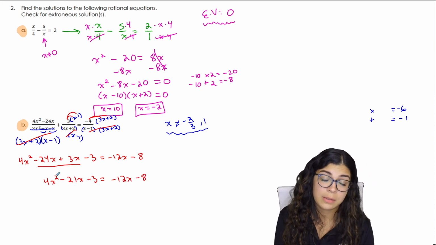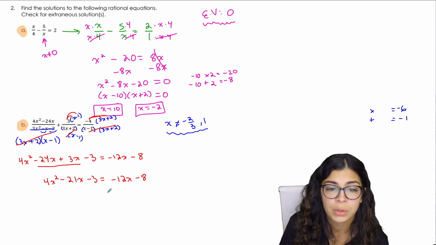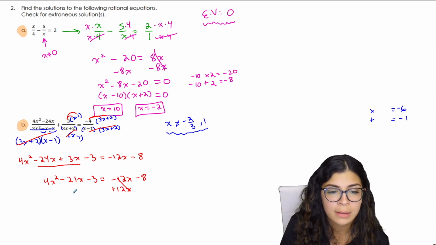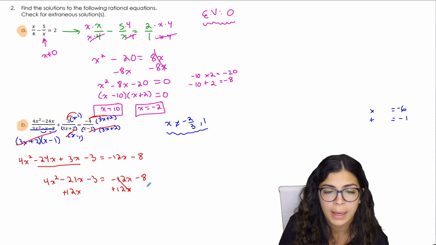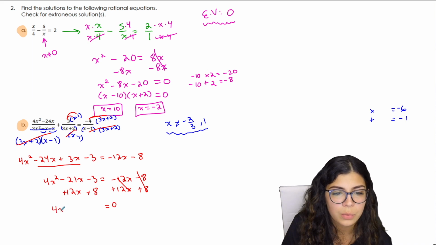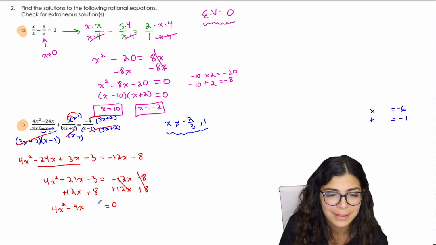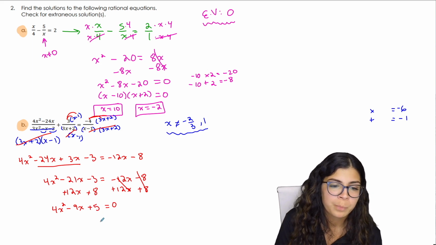Let me bring down the 4x squared and bring down the right-hand side. Again, it's a power of 2, so this is a quadratic, so I'm going to have to get it to equal 0 to solve, so I can use the zero product property. So I'm going to add 12x and add 8. So I end up with 0 on the right, and we get 4x squared minus, no, not 21, minus 9x. It took me a little bit. Negative 3 plus 8 is positive 5.